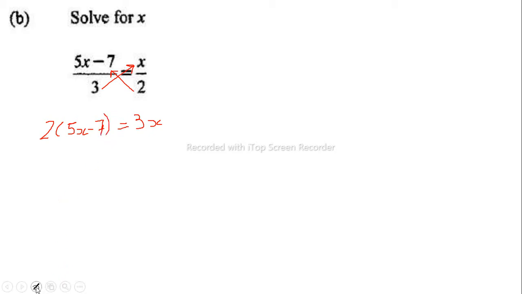Alright, so let's multiply it out. What is 2 times 5x? 10x. Yes, 10x. And what is 2 times negative 7? Negative 14. So 3x equals 10x minus 14.